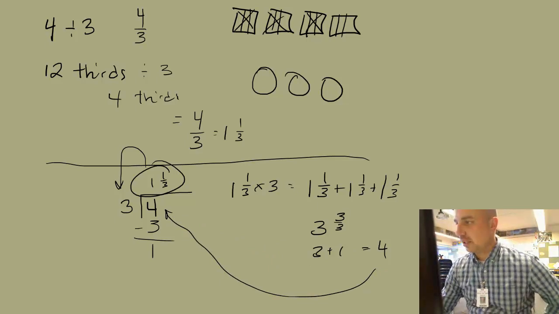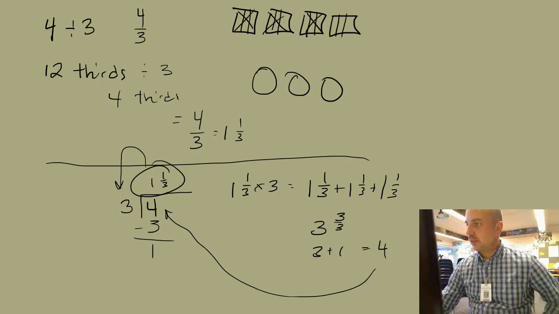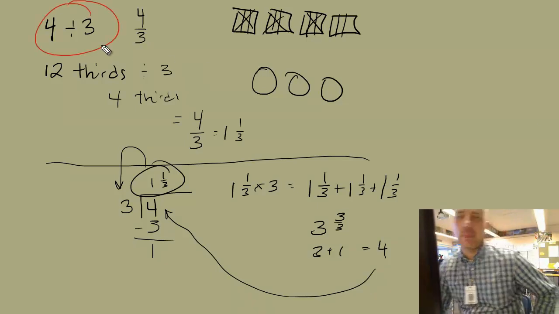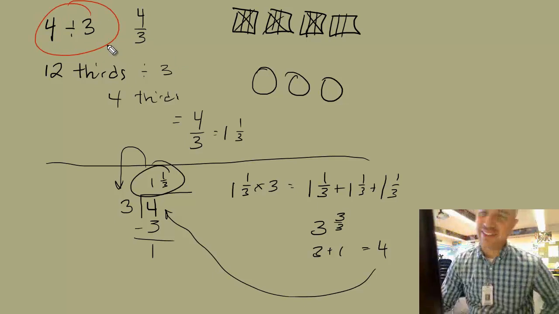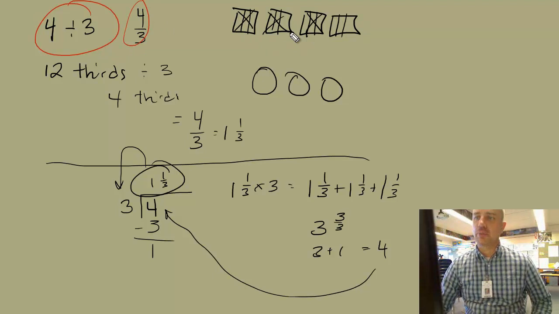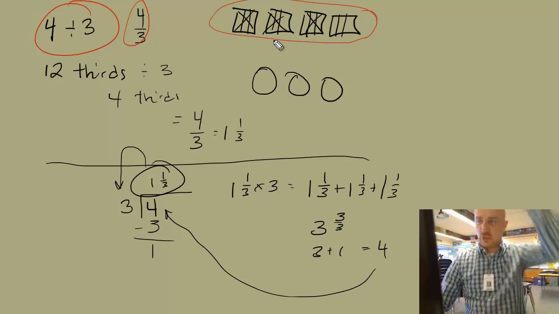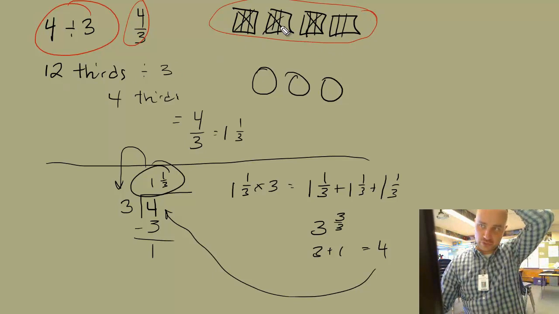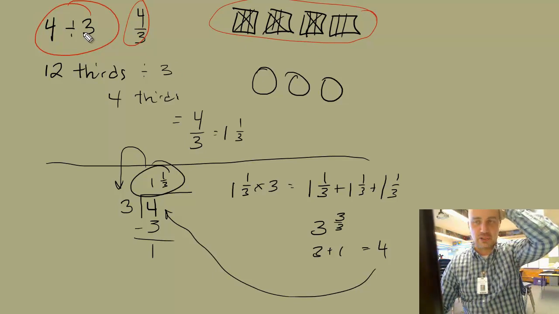So to recap what we did here, we had 4 divided by 3, which was 4 thirds. We drew them out into 4 squares and divided them each into thirds, and we said that we had 12 total thirds. We could also get that by doing 4 times 3.